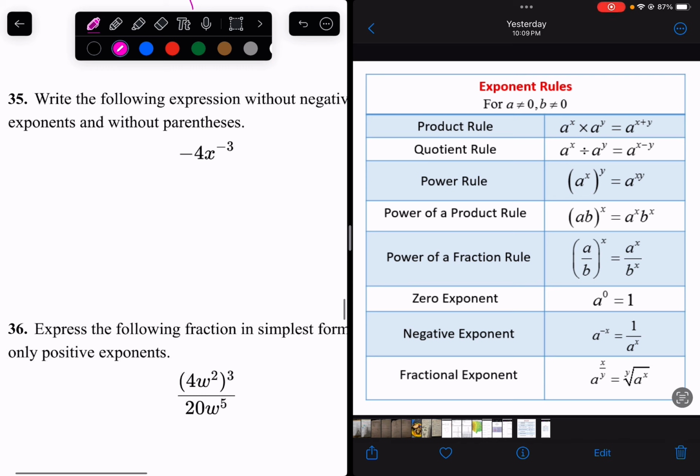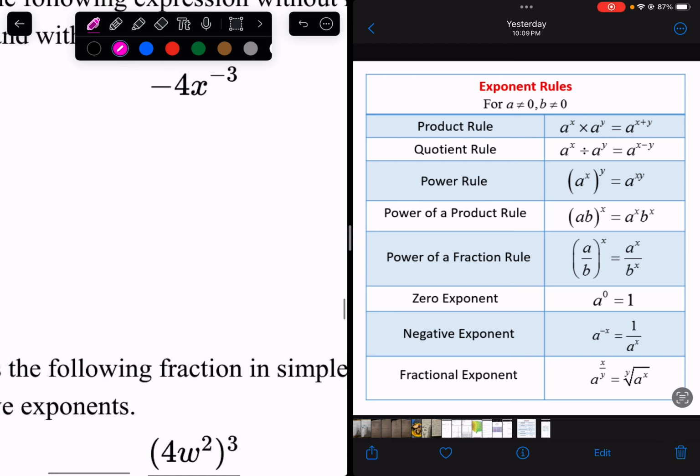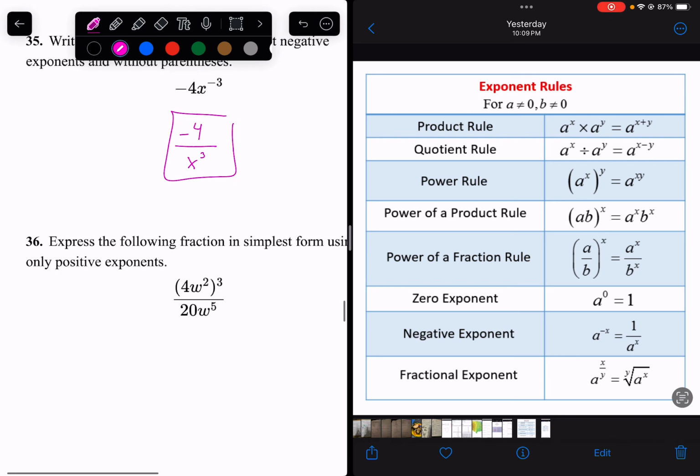Now here, this one is similar but different, right? Because this negative 3 only applies to the x because there are no parentheses here, okay? So when we simplify this, the negative 4 is the same. It stays on top because it doesn't have a negative exponent. But the x to the 3rd gets booted down because it has a negative exponent.